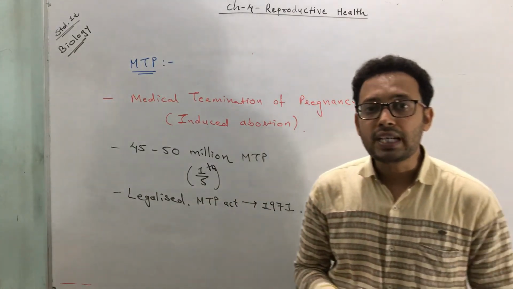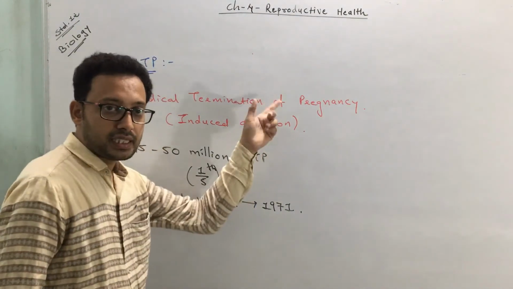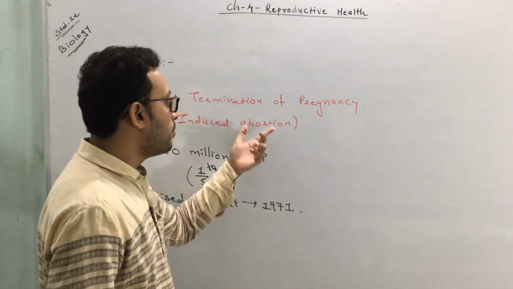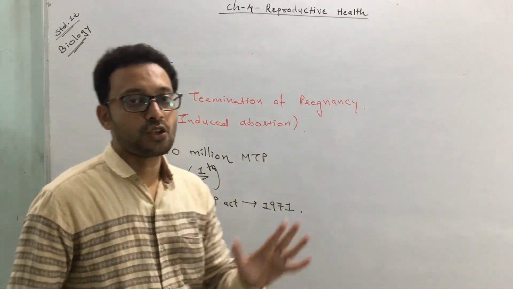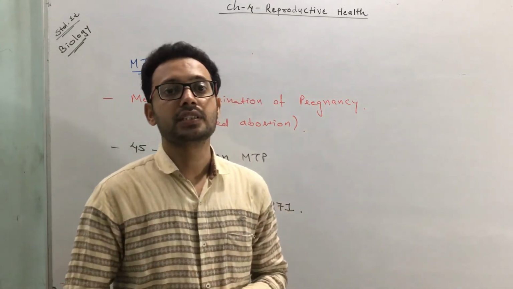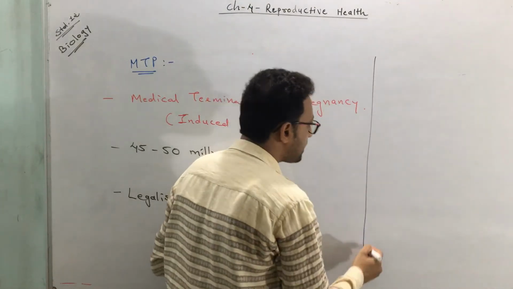So no one can kill or abort the pregnancy, until the following cases. Abortion or medical termination of pregnancy is only allowed in certain circumstances. So which are the circumstances in which MTP is allowed?